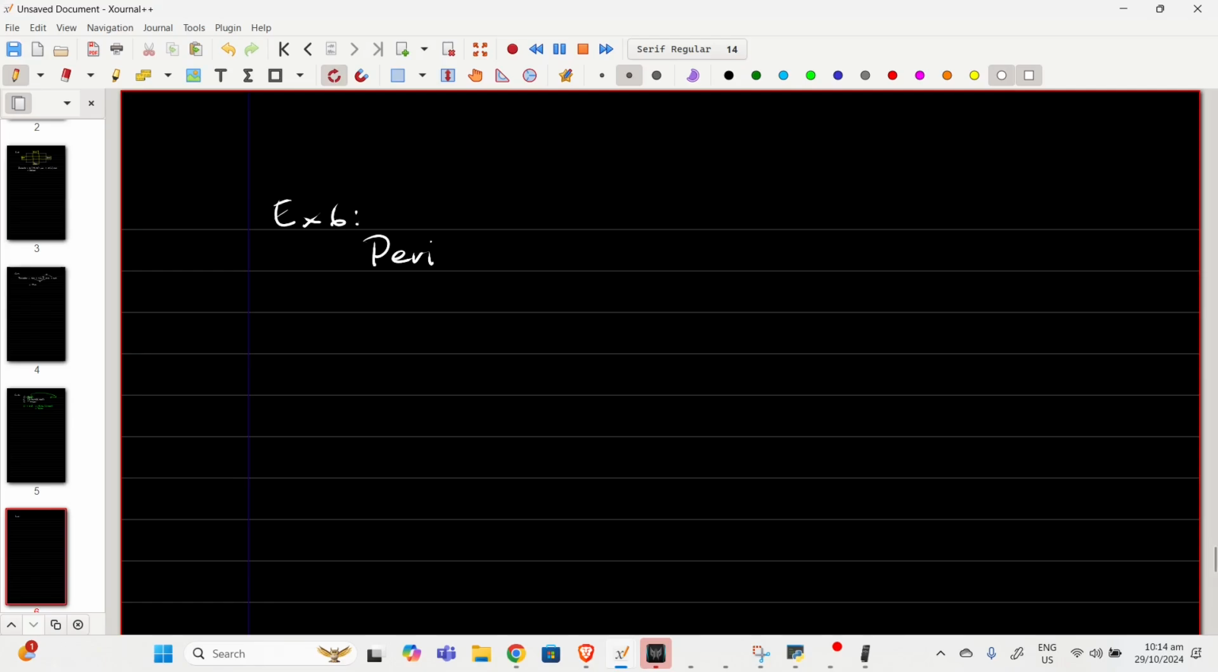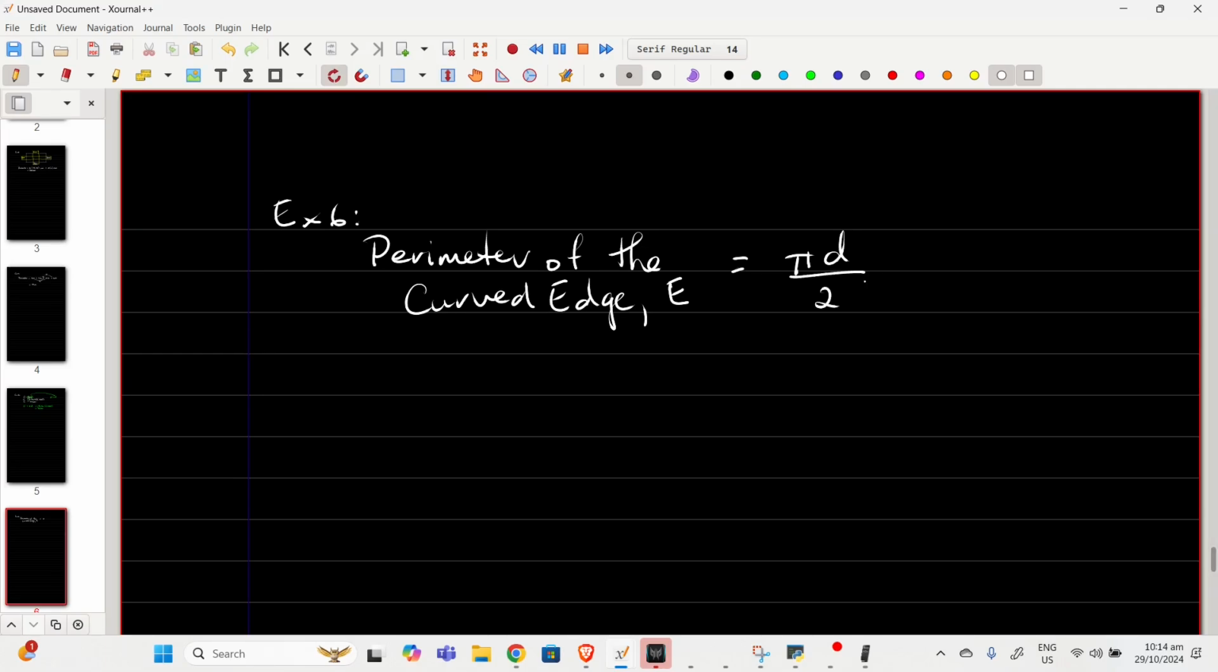Now, we need the perimeter of the curved edge. I'll just simply call that E. So we know pi d will give me the circumference. I need half of that to get that curved edge. So pi into 4 centimeters over 2, and we'll get the answer of 2 pi centimeters.